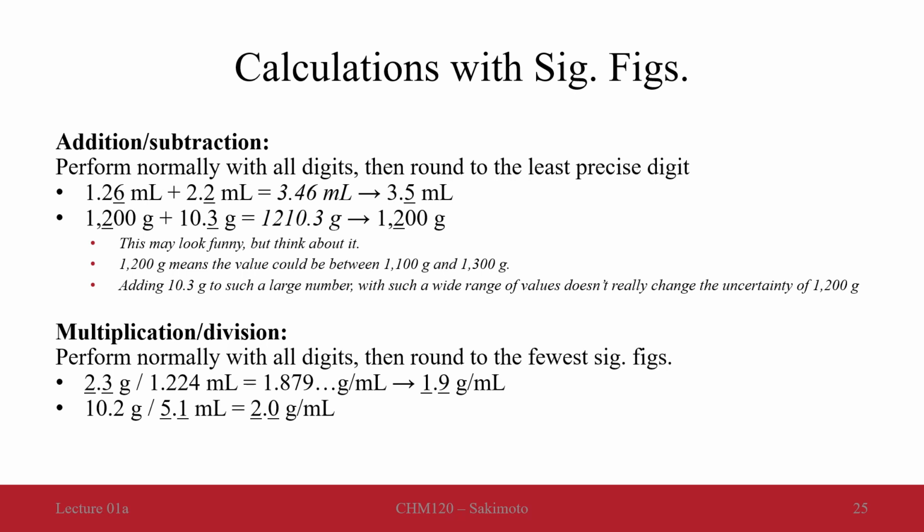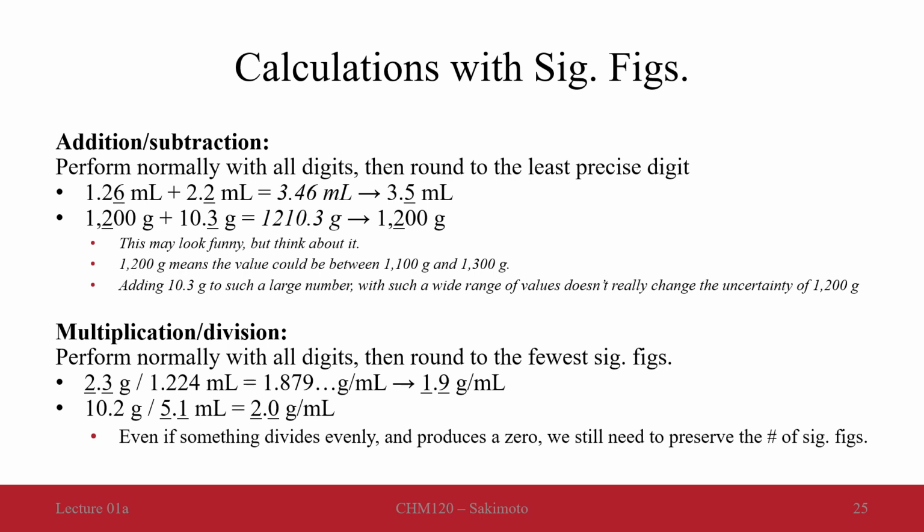Even if it ends in a 0, as in the case with 2.0, we need to keep the 0 to show that we have two significant figures in our calculation. Again, preserving this level of uncertainty, or this level of precision. So keep the zeros as they are appropriate to preserve and show how precise, how many sig figs the original numbers had.